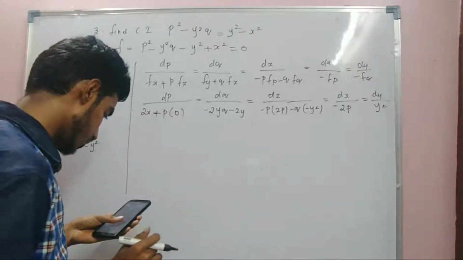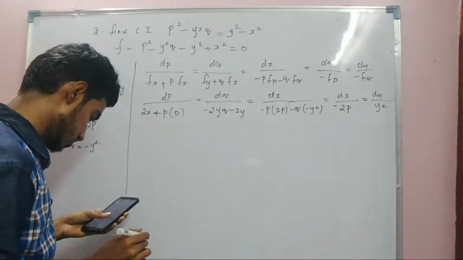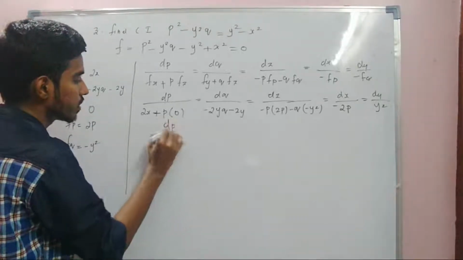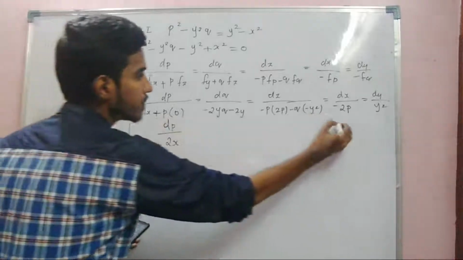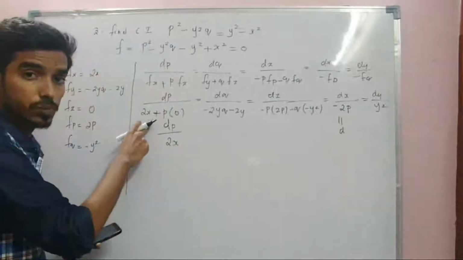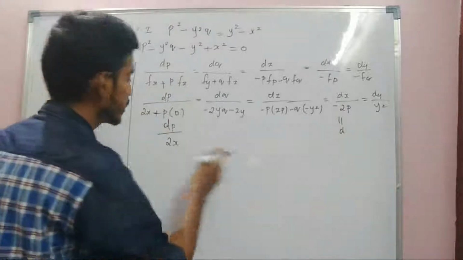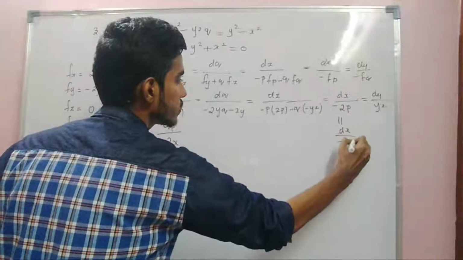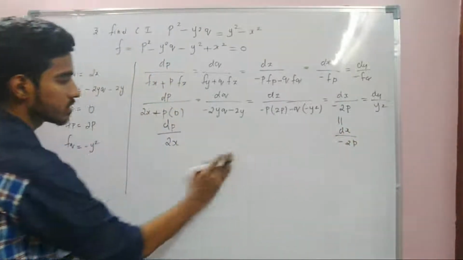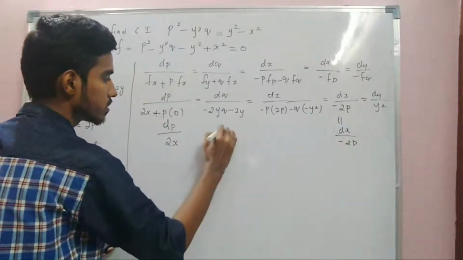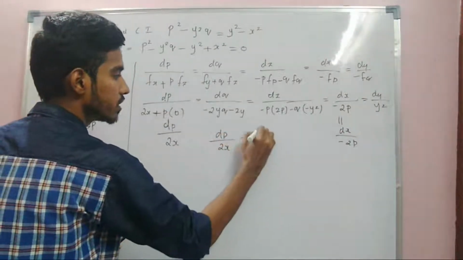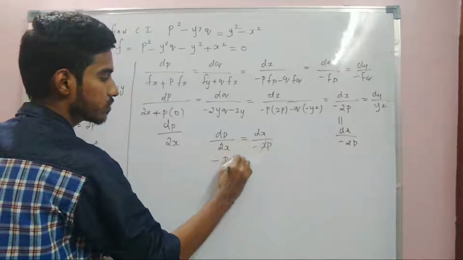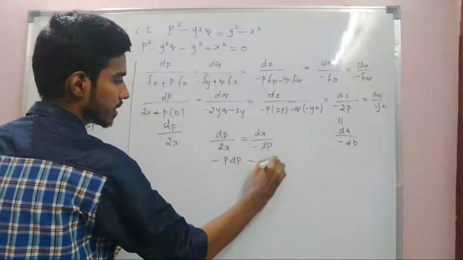So taking the first and the fourth fraction, here we have dp divided by 2x. You can see this is not 0. In the previous problem we had 0, so the problem got easier. Here it is non-zero. Here we have dx divided by minus 2p. Now I am going to equate this term and this term. So dp by 2x is equal to dx by minus 2p. The 2 will get cancelled, so it will be minus p dp is equal to x dx.